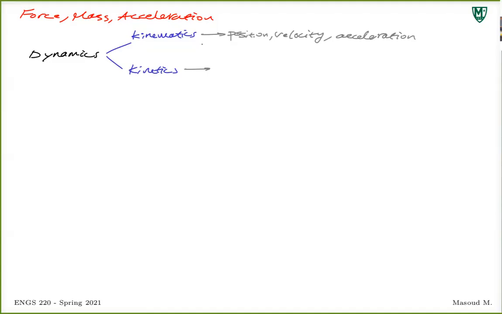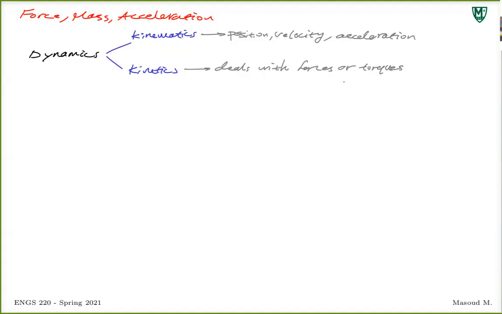Now, kinetics deals with forces and torques, right? These are what cause the motions. These are whatever cause the motion. So let me just put it here. Deals with forces or torques.